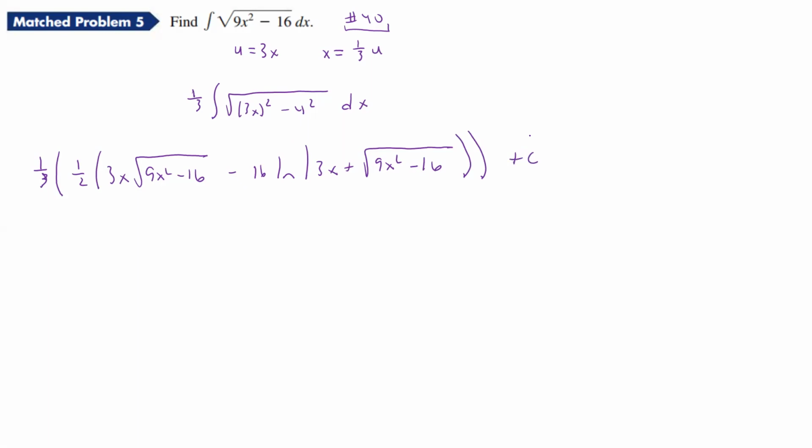Okay, so any simplification here, the only thing we can really do is multiply those. So that gives us 1/6, and then we have what? 3x square root of 9x squared minus 16, ln of 3x plus square root of 9x squared minus 16, and then plus c.